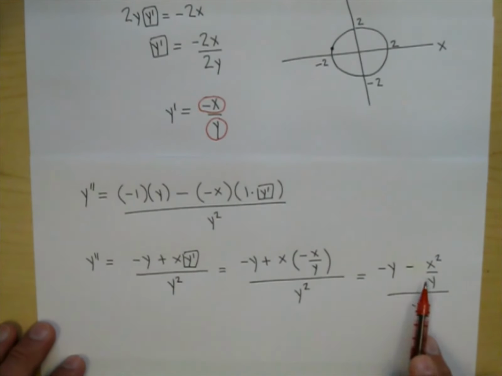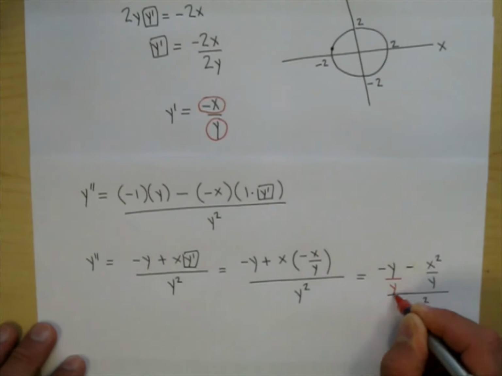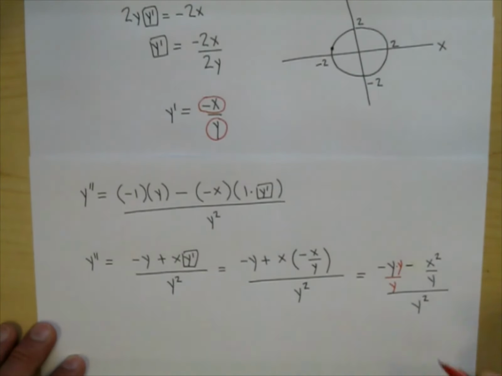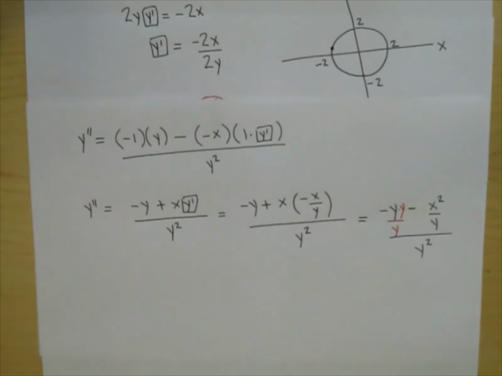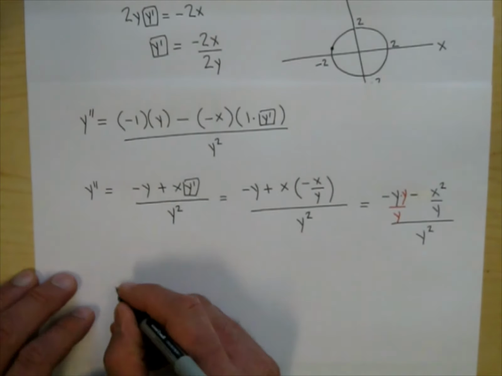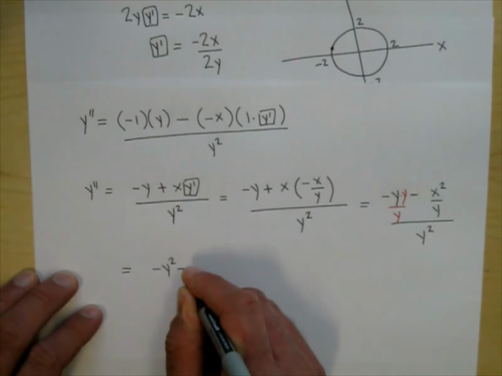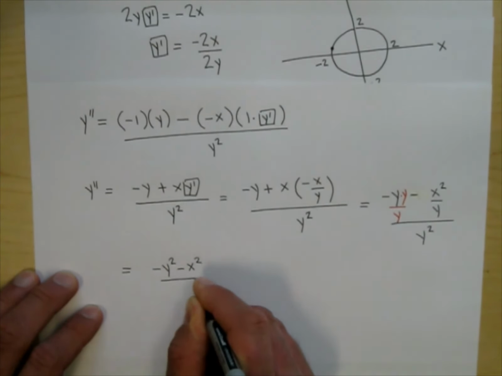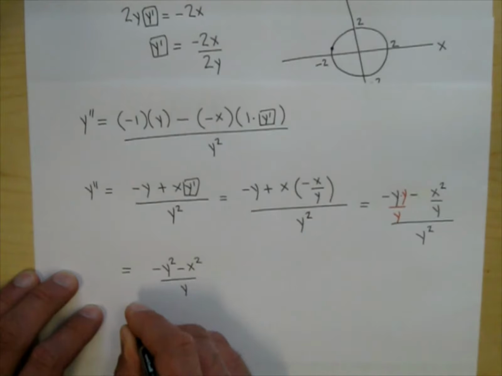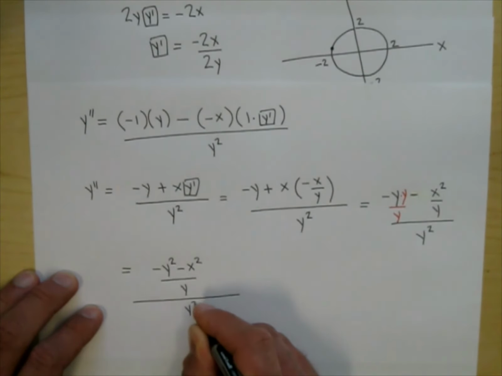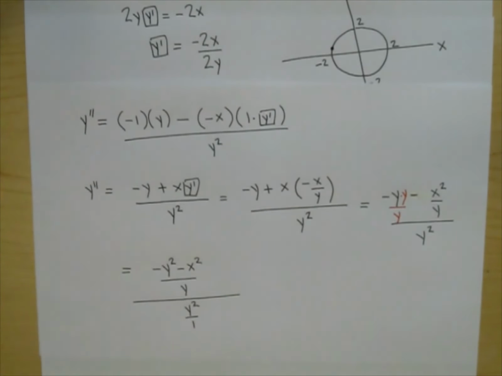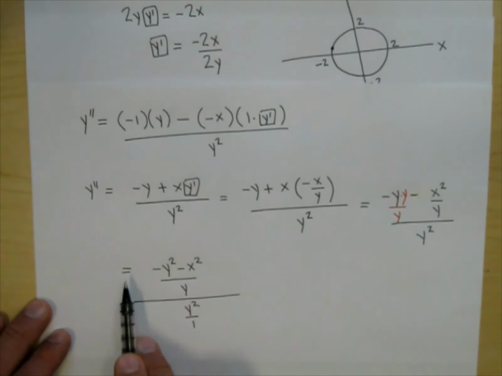Thinking about that, okay. On the top, you need a common denominator. That common denominator is a y, so let's give this guy a y, and then put 1 right up there. So what does this give us? The second derivative is negative y squared minus x squared all over y squared over 1.